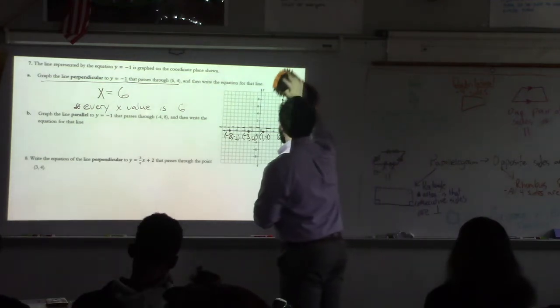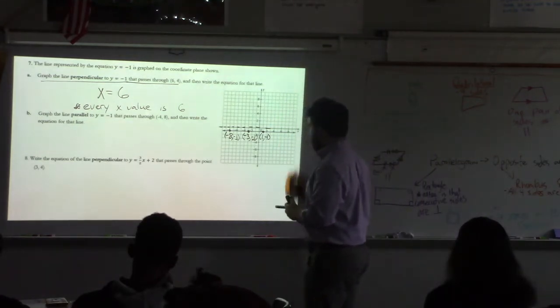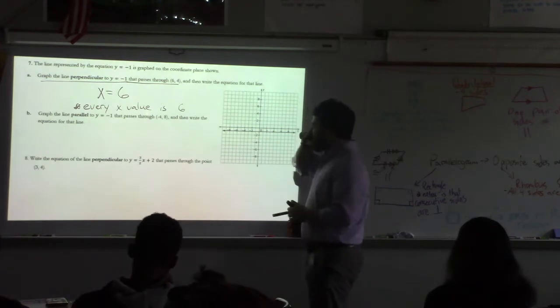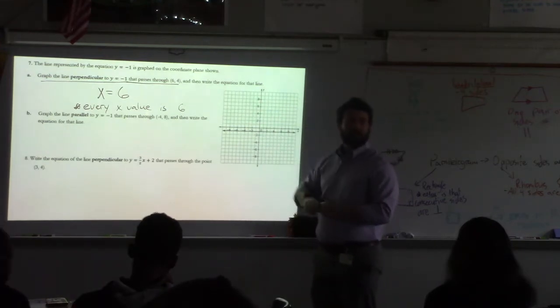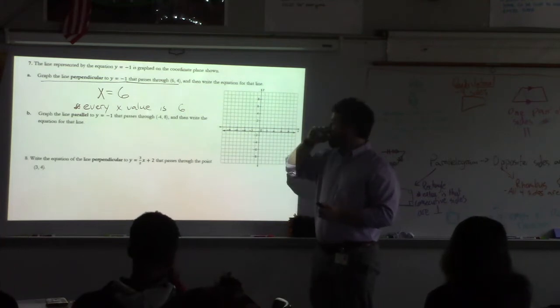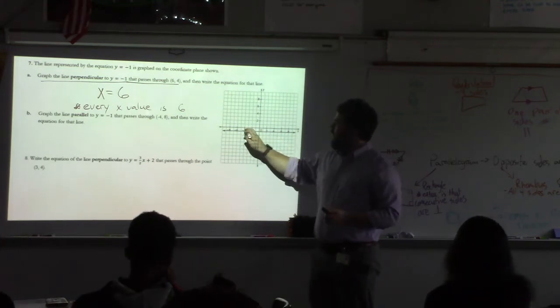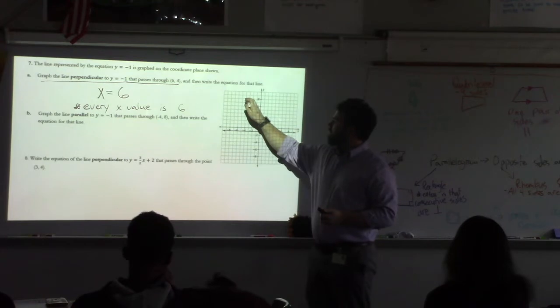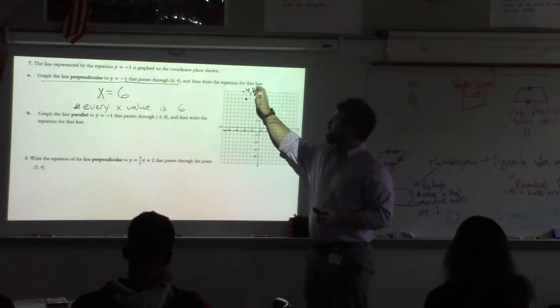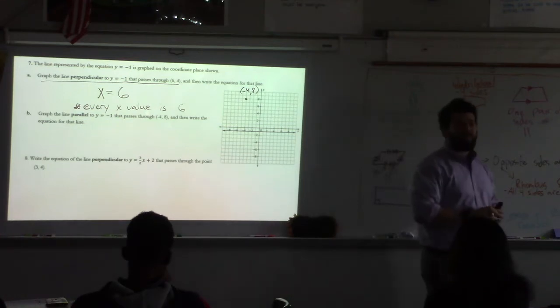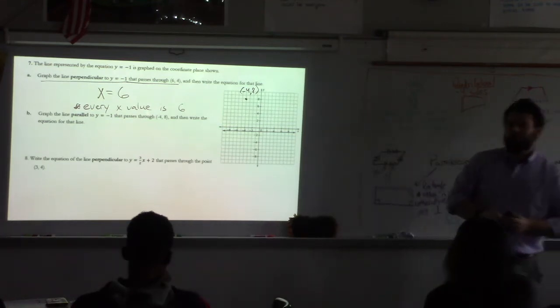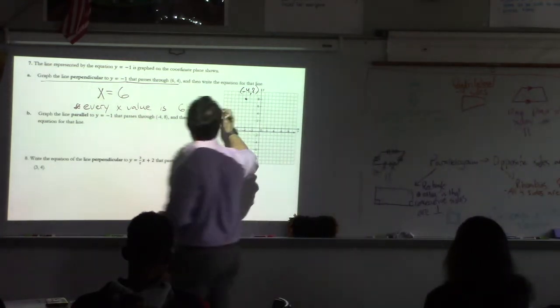So, I know that the only way to get a parallel line to this is to translate it up. You good over there, Jaden? I'm fixing it. So, negative 4, 8. And then what do I now need to do through that point? Draw a vertical line?